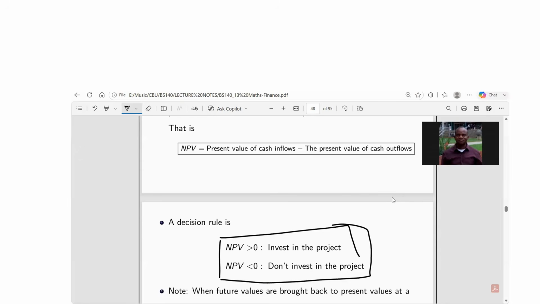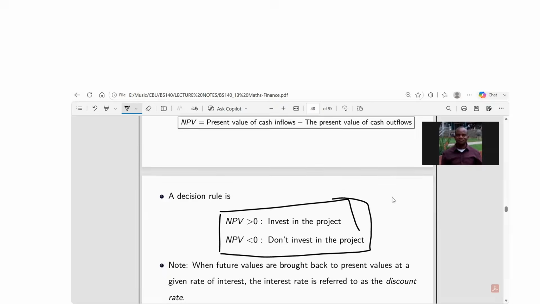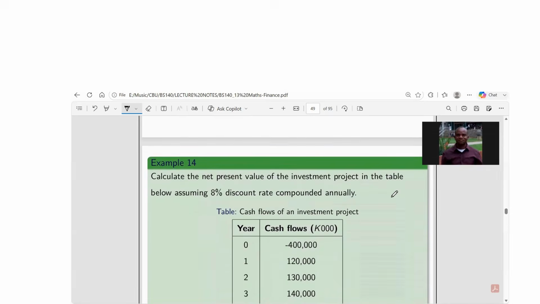So these two are the rules that you can use to decide which of the two projects can be taken. Now, you as a line manager, you need to understand these two things. So in our test, we can ask you to give us a decision. You are given two projects with net present values, one being negative and one being positive. How can you advise your line manager which of these two projects should be carried out? So you should be able to quickly answer that one. Let's look at the example.